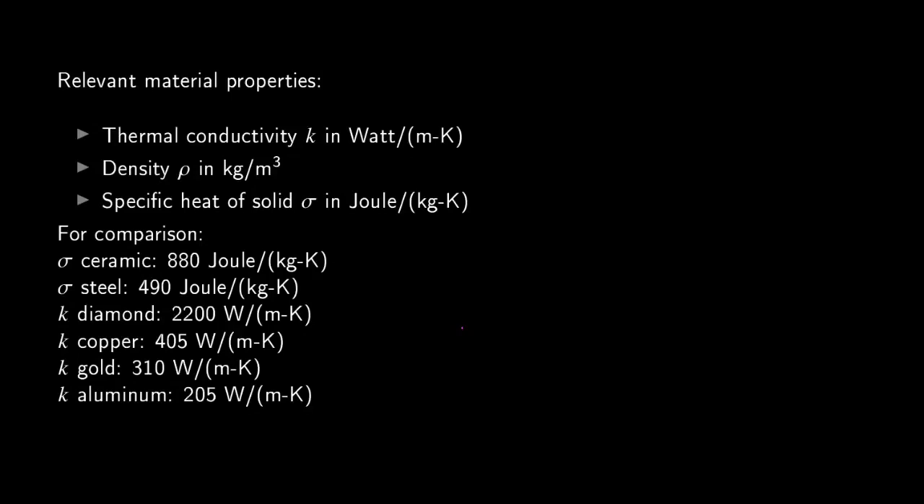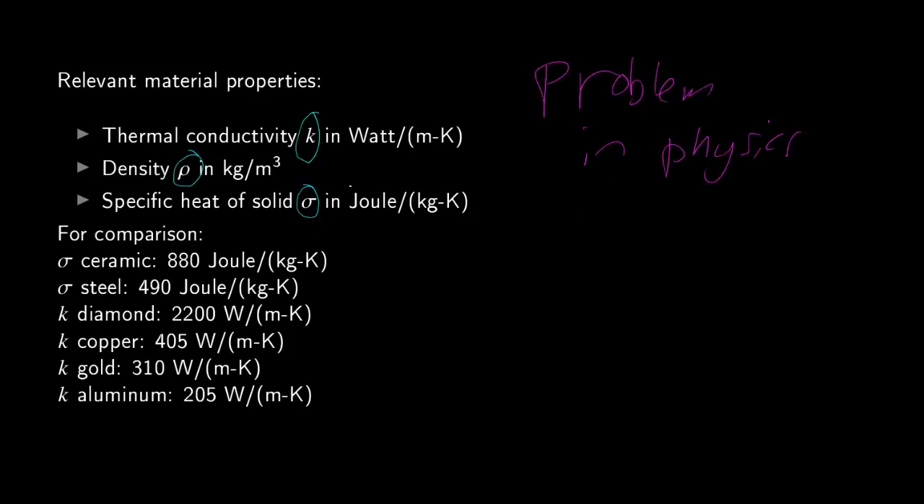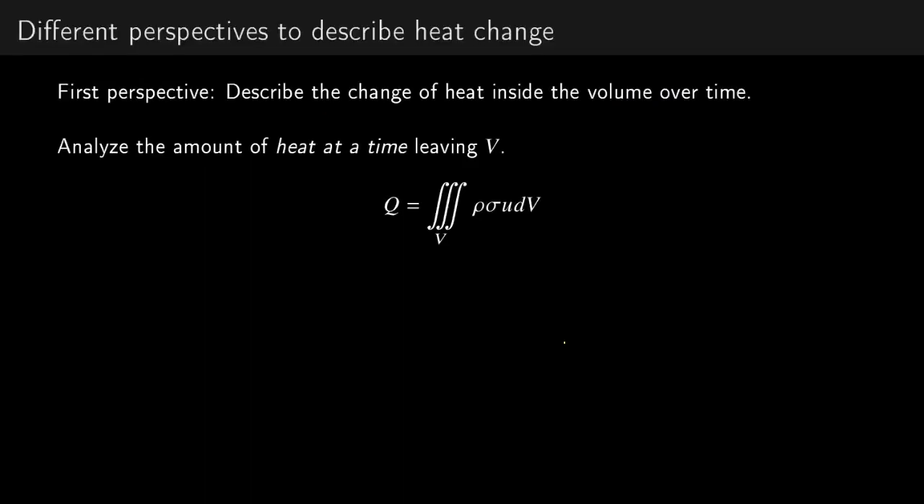So we have thermal conductivity K, density rho, and specific heat of solid sigma. And here you can see various materials. For example, diamond conducts heat much better than copper, although we use copper everywhere, right? I think you know why. There are different perspectives in how to analyze the change in heat that a solid object contains.